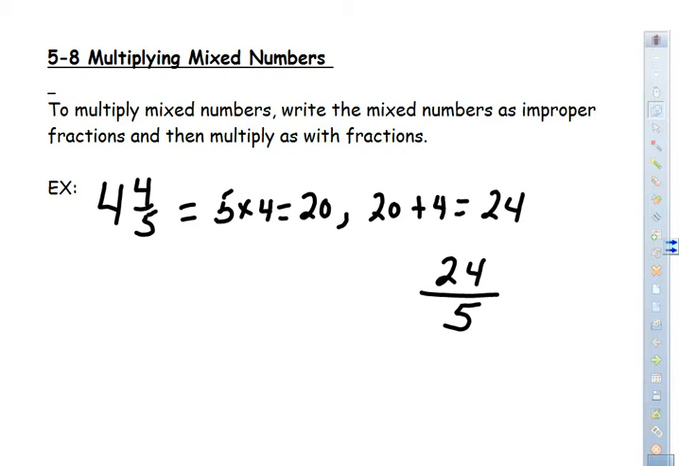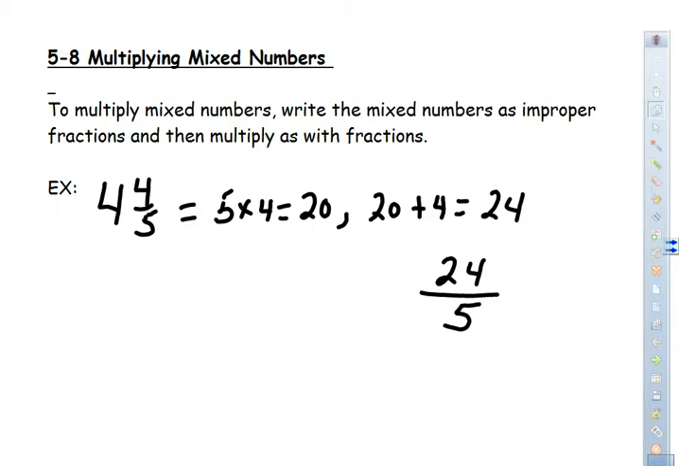Alright, it says, first of all, to multiply mixed numbers, write the mixed numbers as improper fractions, then multiply as with proper fractions, and I forgot to put that on there.